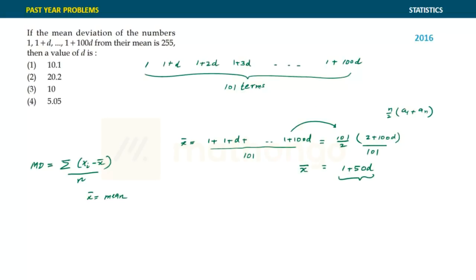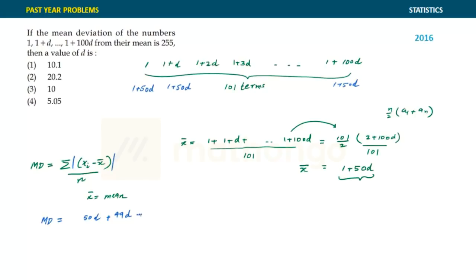So now you want the mean deviation. That means you will subtract the mean, that is 1 plus 50d, from every observation. Note that here we will have to take a modulus sign. If you subtract the first two terms, you could say, sir, I would get minus 50d. But if you subtract these two, you will get only 50d, not minus 50d, because we have a modulus sign. Then if you subtract the next, you will get 49d.